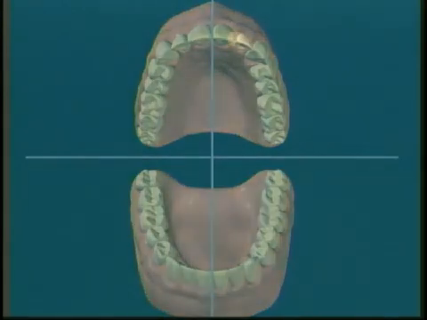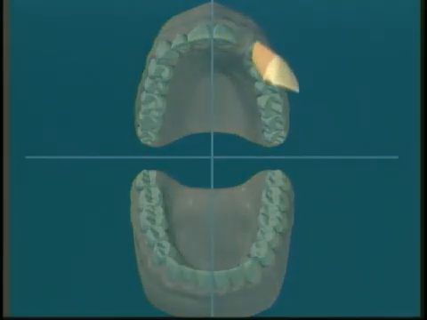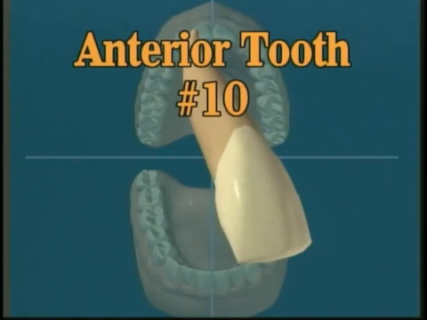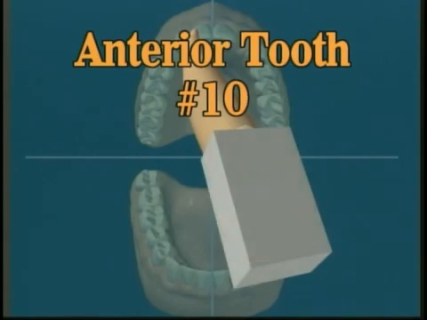Let's take a look at the 5 sides of an anterior tooth. It helps to think of the sides of an anterior tooth as the same as a tall, skinny box, much like a cereal box. Any tooth in the mouth is similar to a box with 5 sides above the gum line.